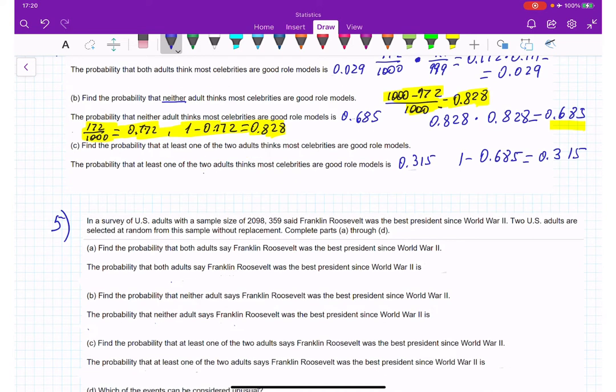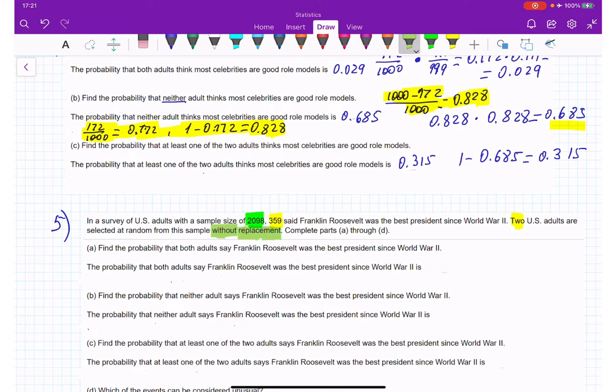Question number 5. In survey of US adults with sample size of 2,098, 359 said Franklin Roosevelt was the best president since World War II. Two US adults, so here we have two, it's very important. Two US adults are selected at random from the sample without replacement. This is very important also, without replacement.